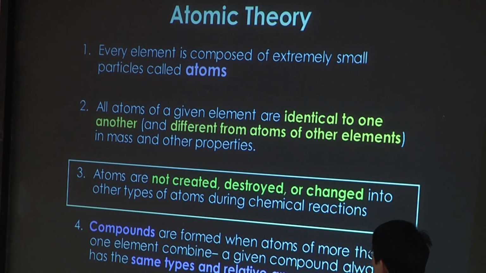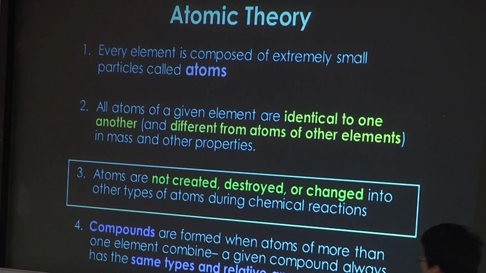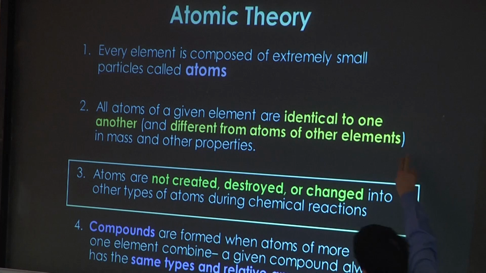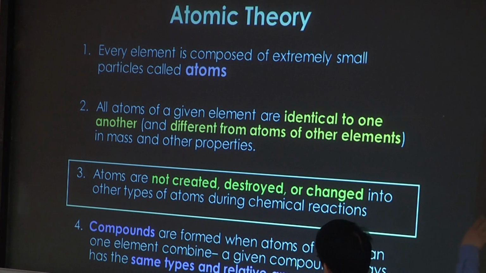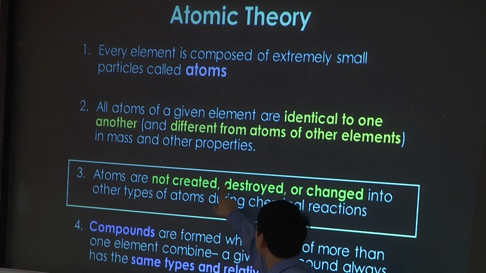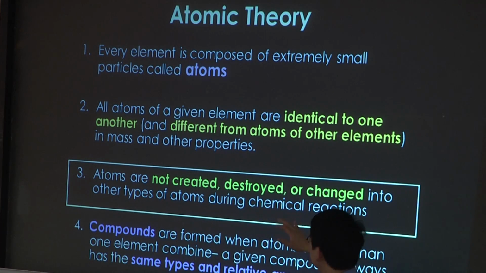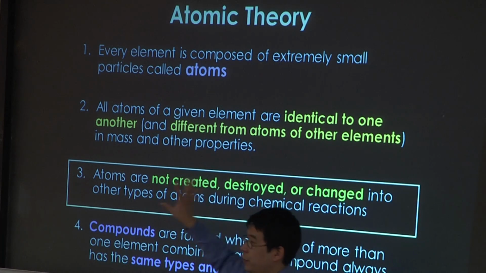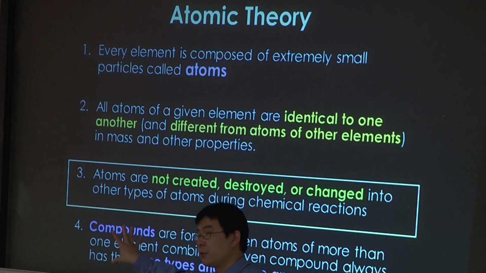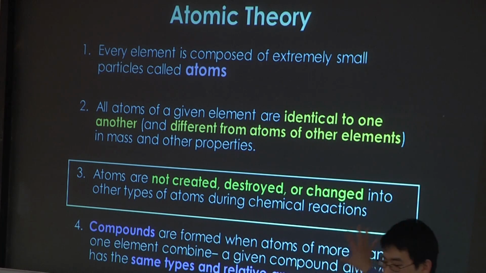So where does that come from? That comes from this: atoms are not created or destroyed or changed into other types of atoms. And kind of from here too: atoms are identical to one another and different from atoms of other elements. So if I have oxygen atoms and hydrogen atoms in the beginning, and I have oxygen atoms and hydrogen atoms at the end, and I have the same amount because they're not created or destroyed, and there's no other elements because they're not changed, then however much material in grams I start with in the beginning, I have to have at the end.